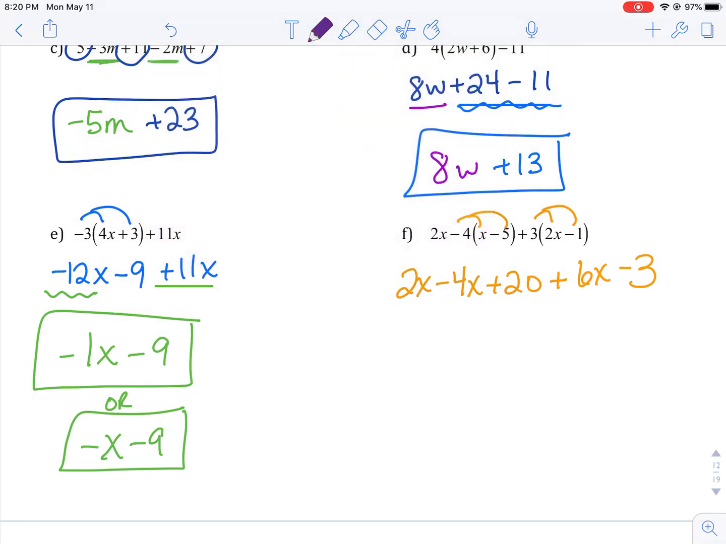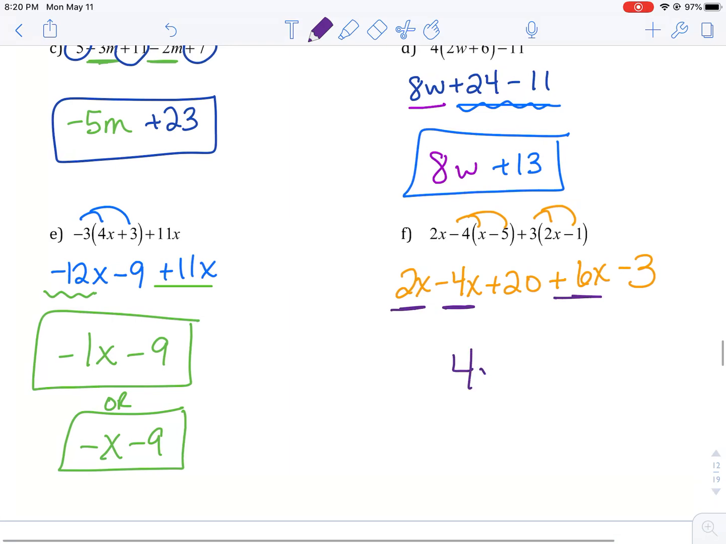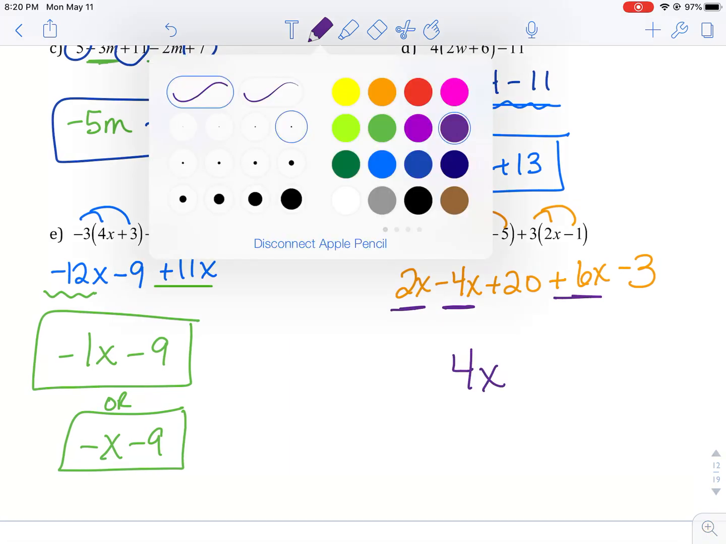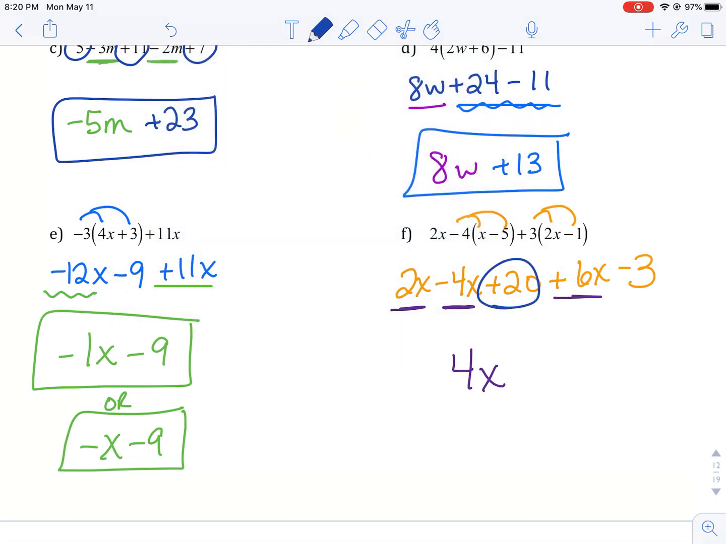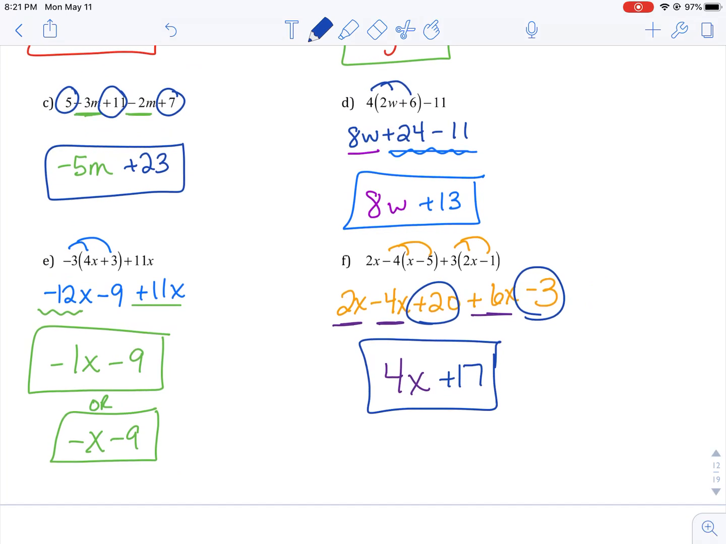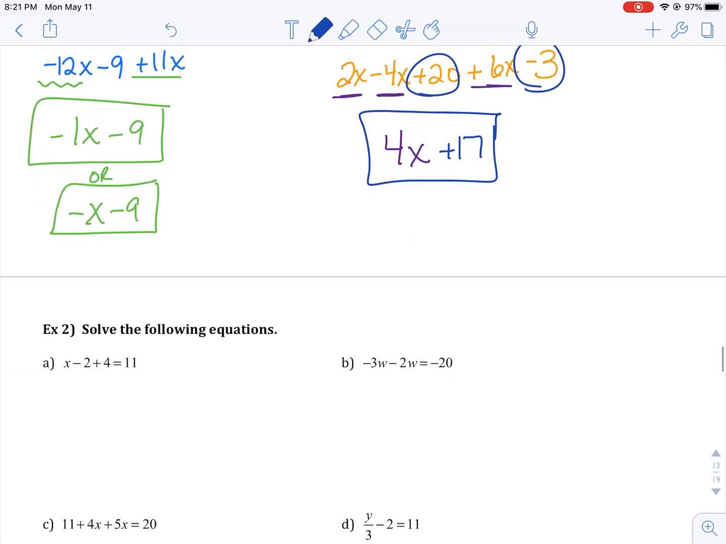Now it's just a matter of combining my like terms. I've got a 2x, a negative 4x, and a 6x. So 2 minus 4 is negative 2x. Negative 2x plus 6 gives me positive 4x. And then I've got to go ahead and combine my 20 and my negative 3. 20 minus 3 is just positive 17. So again, notice that none of these are answers like x equals 5 or x equals 2, because there's no equal sign, you're just simplifying or combining the like terms.